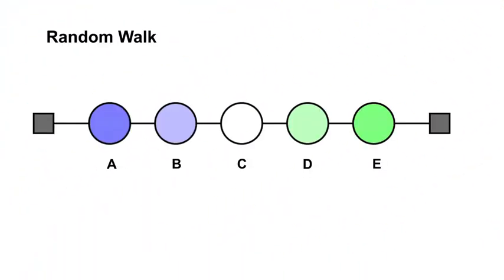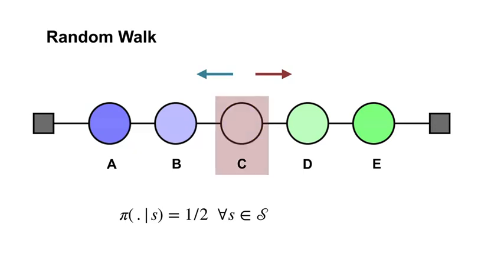Consider this simple MRP. We have 5 non-terminal states. In each state, we have 2 deterministic actions, left and right. Let's evaluate the uniform random policy. We want to estimate its value function. All episodes start in state C. Episodes terminate either on the left or on the right. The reward is 0 on all transitions, except +1 for terminating on the right.